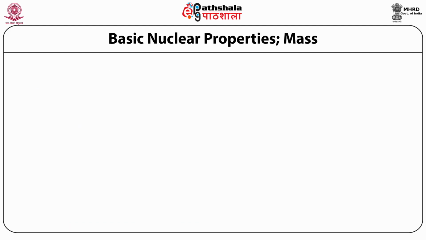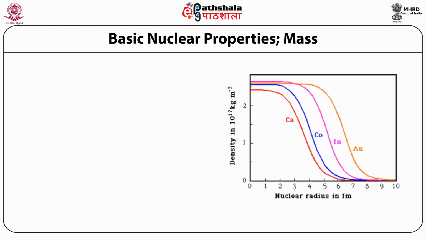Basic nuclear properties: mass. As we have seen in the previous slide, mass is another important property of the nucleus. So it tells that every nucleus has mass. How do we get an idea about the mass of the nucleus? The mass of the nucleus can be equated with binding energy on the basis of Einstein's famous mass-energy equivalence relation, that is E is equal to mc square.